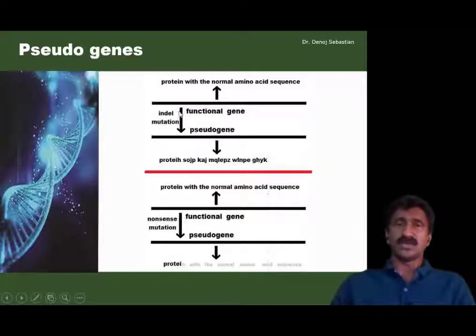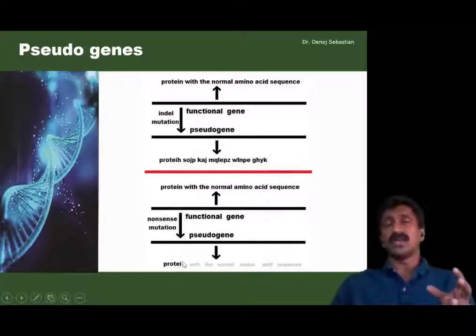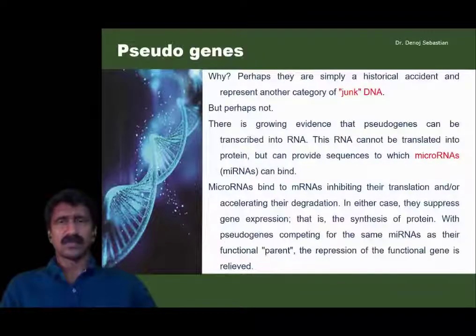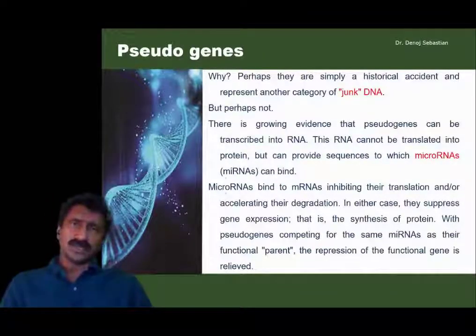So we have indel mutations, which produce a nonsense protein or an unwanted protein, or a nonsense mutation, which prevents the protein from being coded by inserting a nonsense codon in the actual gene. Why these pseudogenes? They're simply a historical accident, and they represent another category of junk DNA.